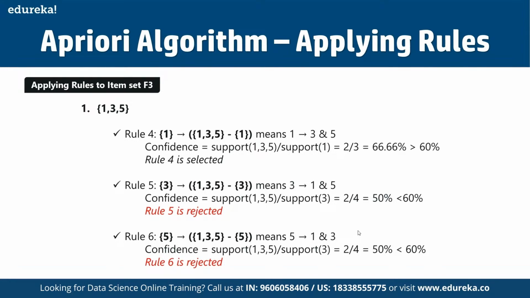The same goes for rule 6, because here the confidence is less than 60%, so that is why this is going to be rejected, correct? Because here we have assumed a minimum confidence level of 60%, and wherever we get a confidence of less than 60%, we are simply going to reject that particular rule.